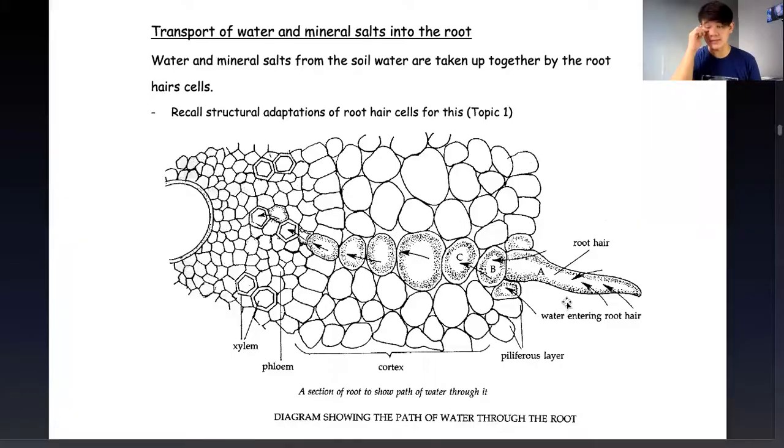It would be lovely if you could take out your notes, right? And I will share the notes here as well so that you can view it together.